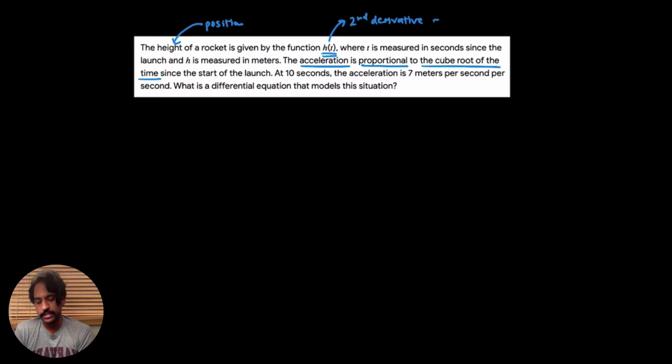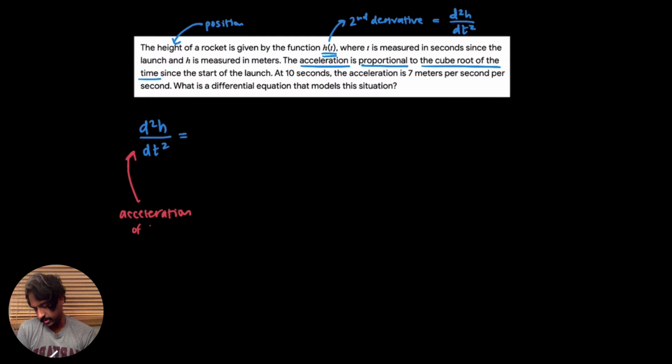what is that going to give us? That's going to be d squared h over dt squared. And so we know that that second derivative, d squared h over dt squared, is the acceleration of height.